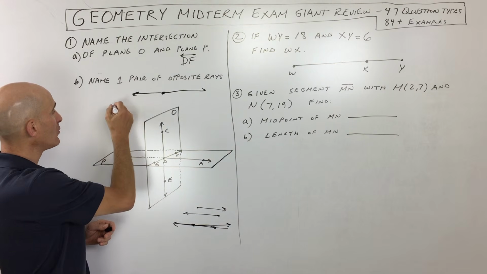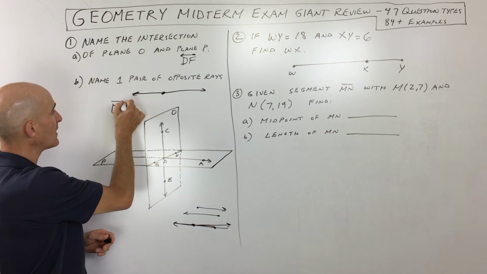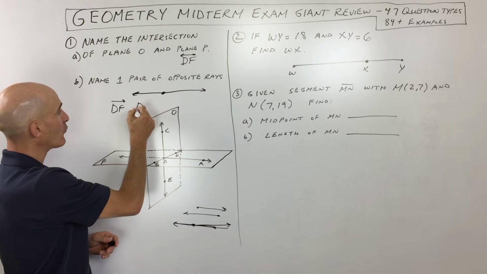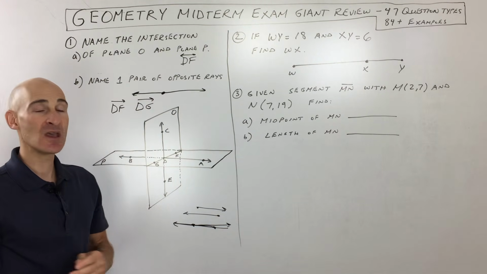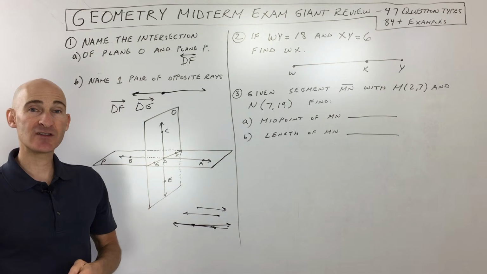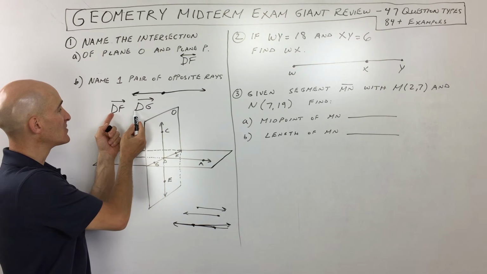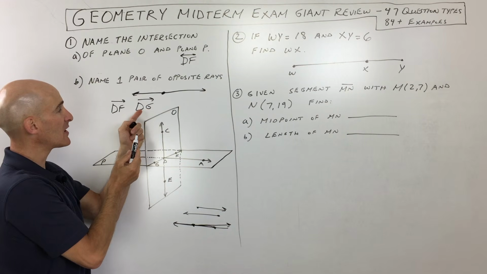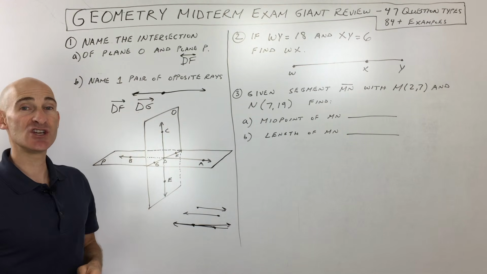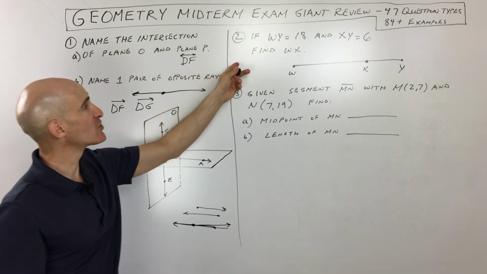In this example, there's a lot of right answers, but I'm just going to say ray DF and ray DG. Also notice that the ray is always pointing to the right, even though the ray might be going to the left in the diagram. This is just the notation. So you can see this is the starting point D, and then it heads towards F and keeps going. Here it starts at D, heads towards G, and keeps going. So let's go to question number 2.